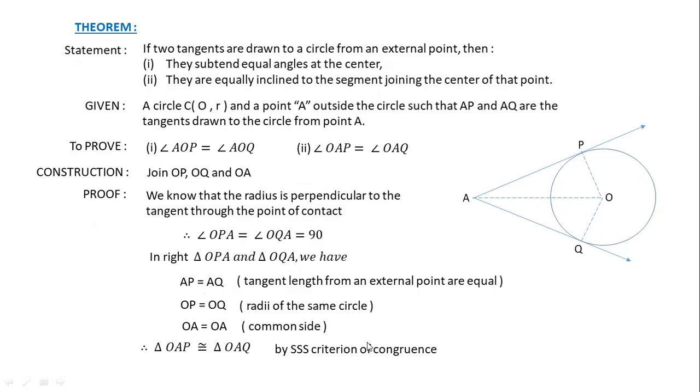Because these two triangles are congruent, what does it imply? Angle AOP and angle AOQ both are equal. That is, these two angles are equal. And these two angles are also equal. That is, OAP and OAQ are also equal. That is, these two angles are also equal. Okay, so I think you have understood.